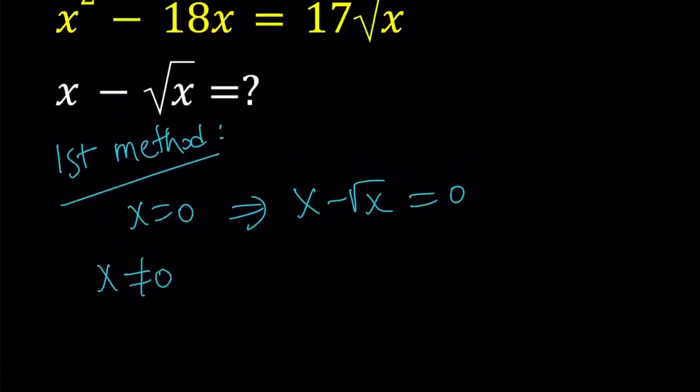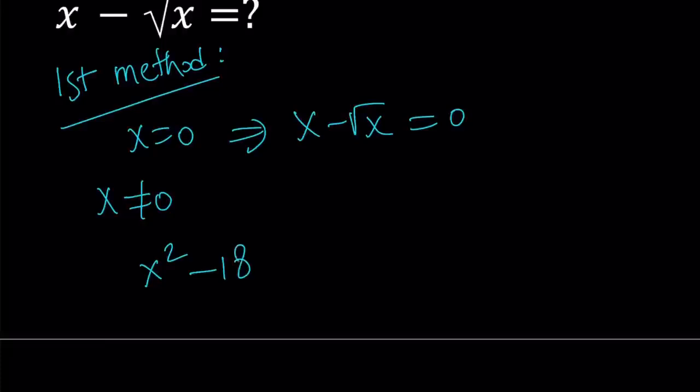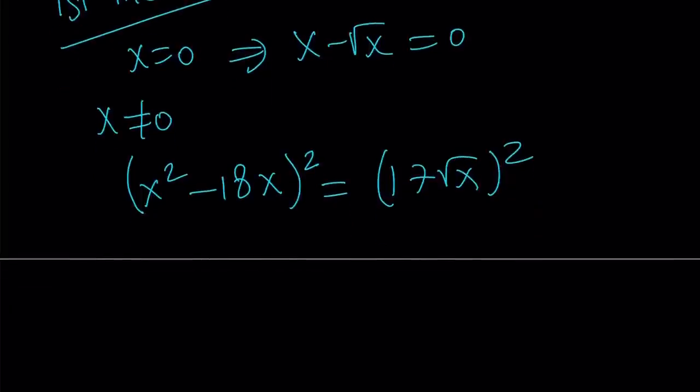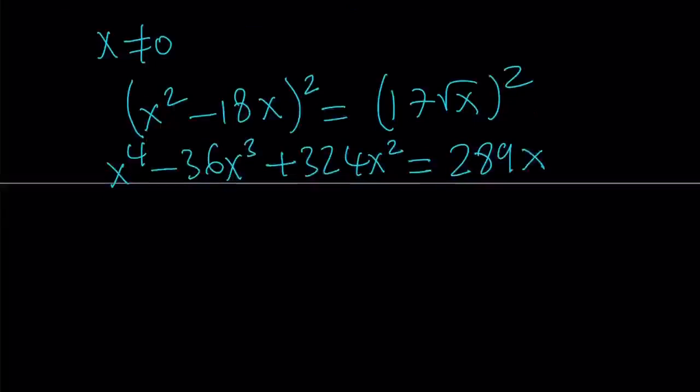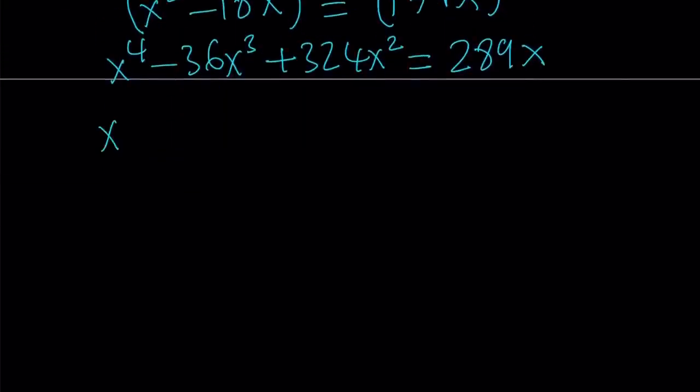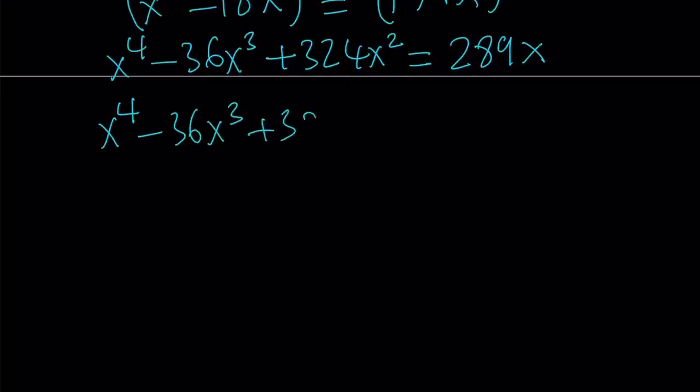I'm going to square both sides of this equation. So square this and square that. When we square what's on the left-hand side, we get x to the fourth power minus 36x cubed plus 324x squared. And on the right-hand side, we get 289x. Now let's put everything on the same side and write this as a quartic equation. Now we have this expression minus 289x, and the whole thing is equal to 0.